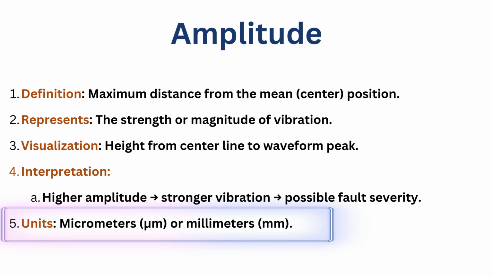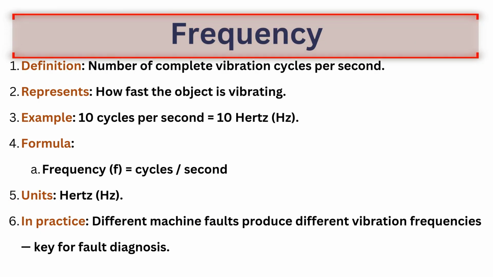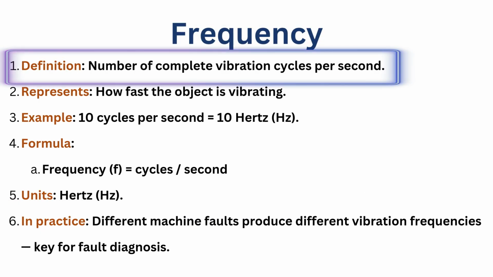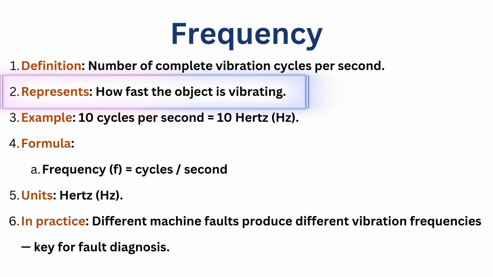Now let's move to the next important term, that is frequency. What does frequency tell us? The frequency tells us how many complete vibration cycles have been completed in 1 second. Normally it defines how fast the object is moving. For a vibration analyst, frequency helps us to identify the source of the vibration, right? It helps us to confirm from which location or which part of the machine the vibration is coming.